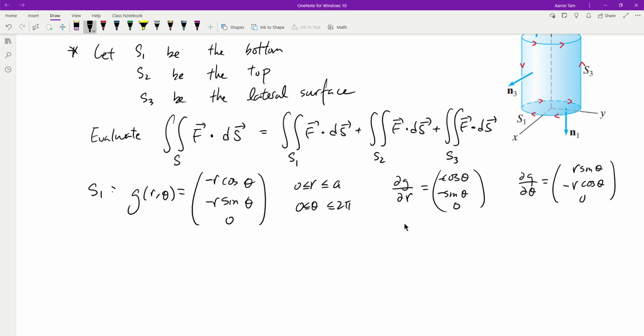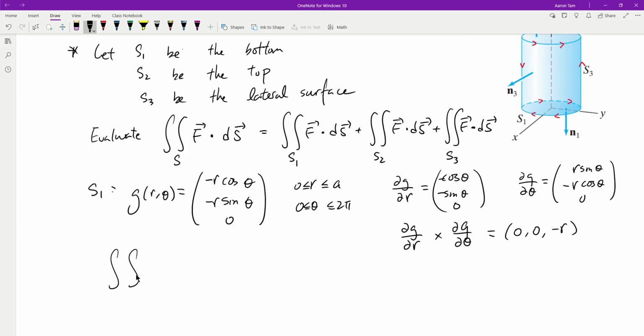So what is the cross product between dg over dr and dg over d theta? That cross product, once again, I'm going to let you do. But if you do it correctly, it should come out to be 0, 0, r, or 0, 0, negative r. I'm sorry, I keep on forgetting. Which actually makes sense, because you can see that the perpendicular vector n1 is pointing straight down. Okay? So if that's the case, now I can actually form my integral.